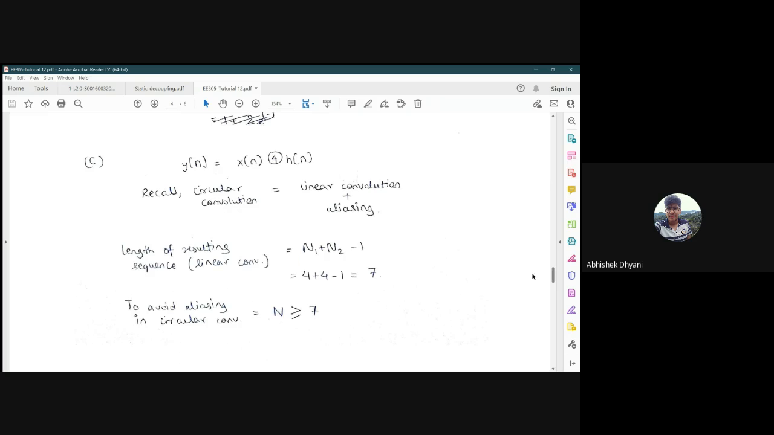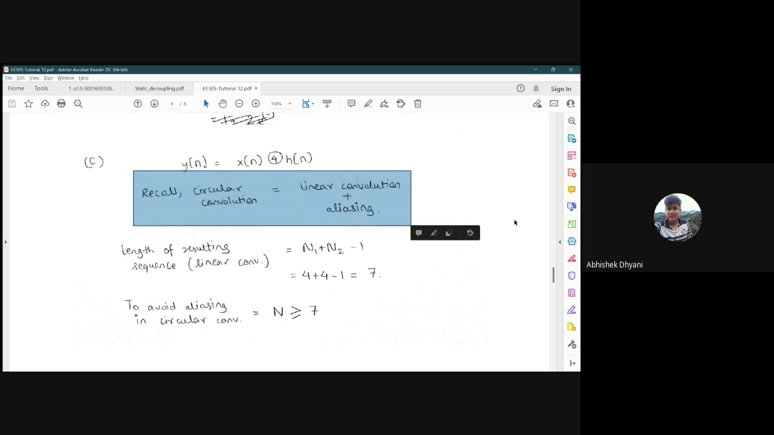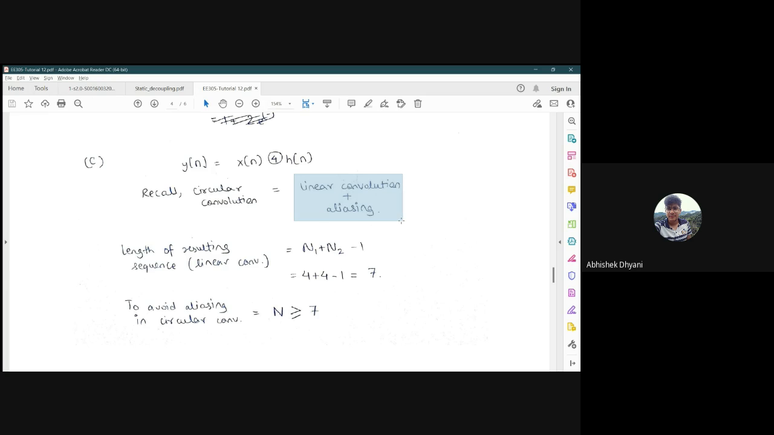So here comes part C. We have yn, which is xn circular convolution with hn. And the way you have to understand circular convolution is, if you haven't already studied it in signals and systems, you just remember that circular convolution is linear convolution plus aliasing. We've already seen linear convolution, I think in the second or third tutorial, or maybe in the first tutorial itself. So the only thing is that it will be linear convolution only, but there will be aliasing, right?